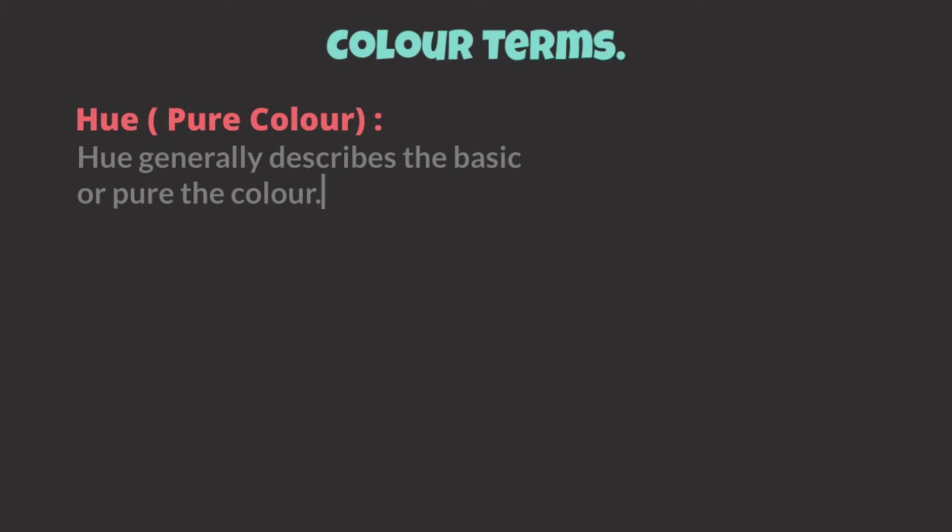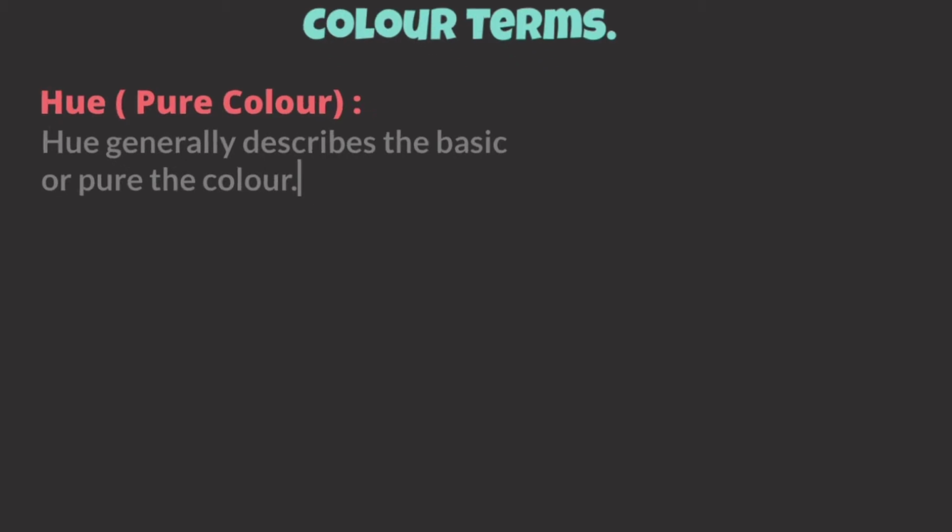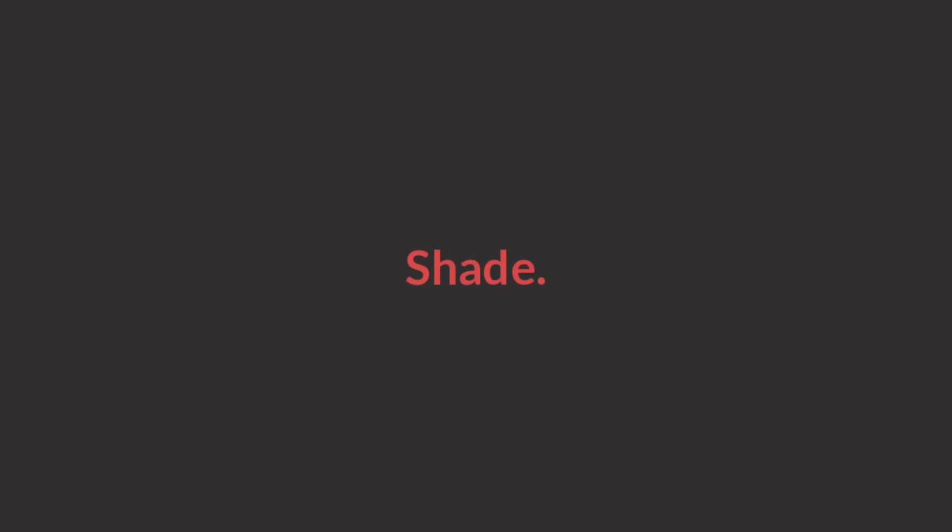These are hues. Now let's look at the second term, which is shade. A shade is a hue darkened with black. Now watch as I make a shade of green.